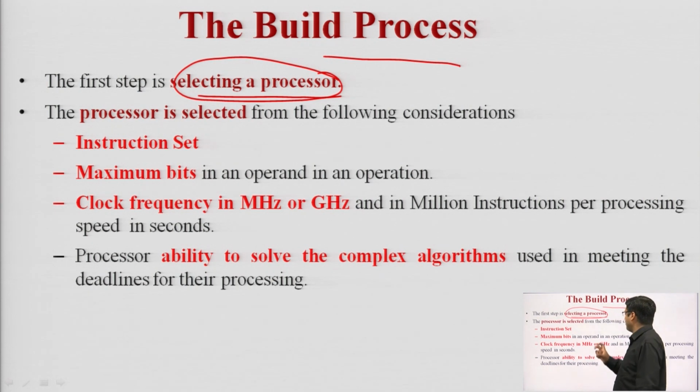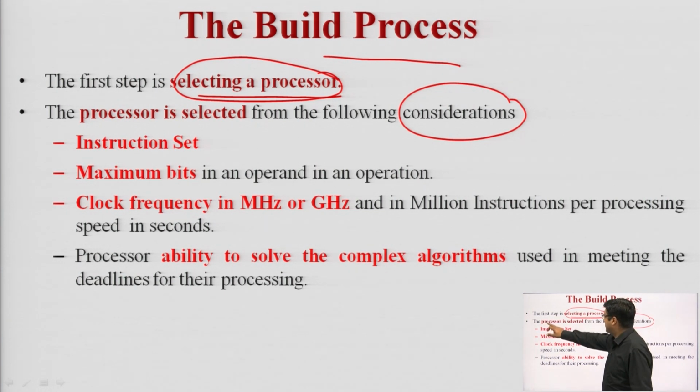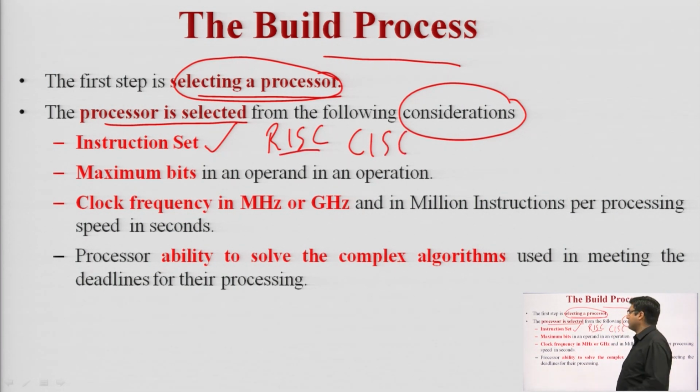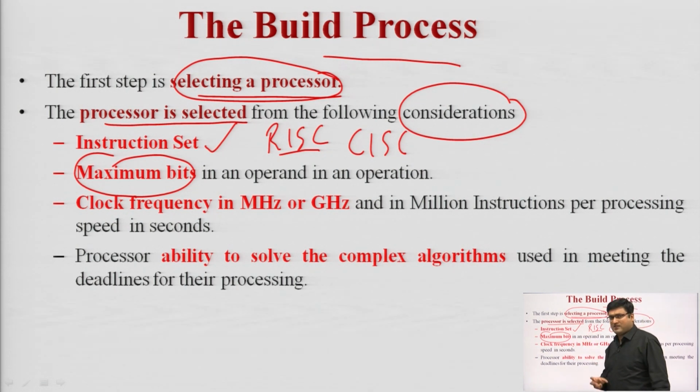What considerations do we need to take care of while selecting the processor? The selection of a processor will be based upon the instruction set it has. It may be a RISC instruction set, it may be a CISC. RISC means reduced instruction set computing, and CISC means complex instruction set computing. The instruction set, how many instructions can be carried out by the processor, is a main parameter. The number of bits it can handle, the maximum bits it can handle, is also a main feature while selecting a processor.